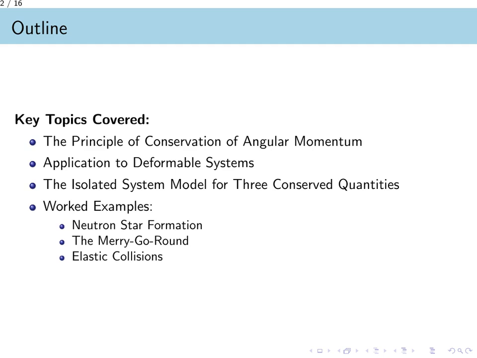We will start with an astronomical case, the formation of a rapidly spinning neutron star. Next, we will analyze a more familiar scenario involving a person moving on a rotating merry-go-round. Finally, we will re-examine elastic collisions to see how conservation of angular momentum provides additional insights.